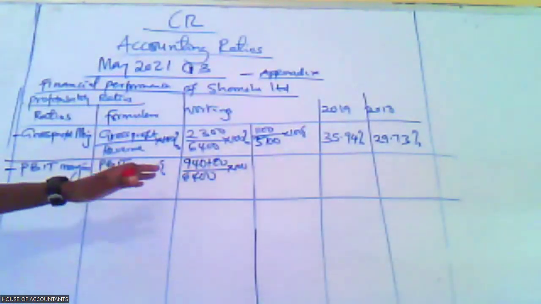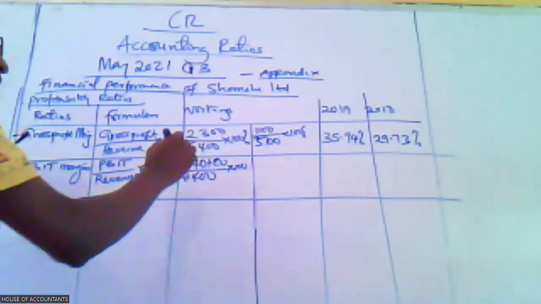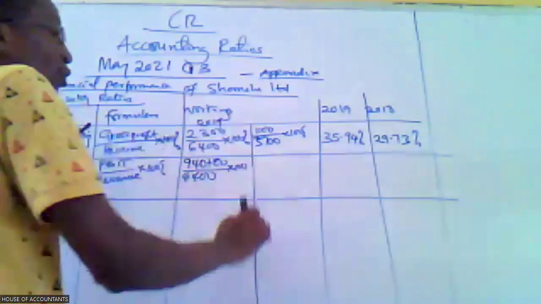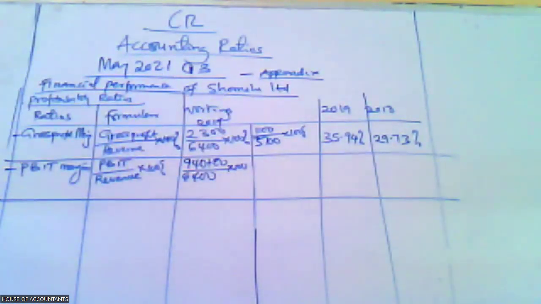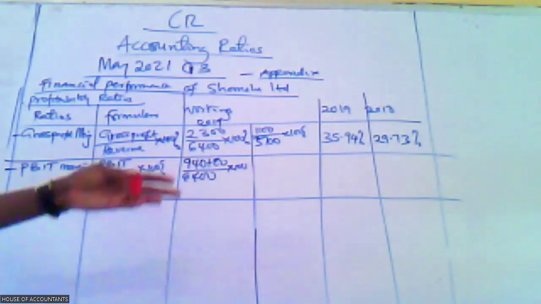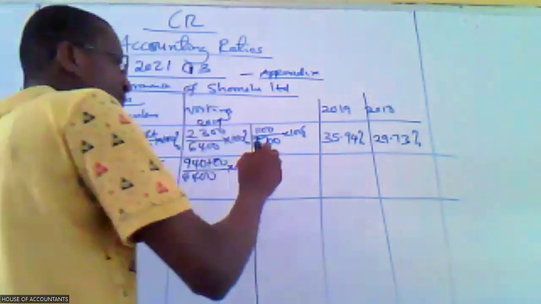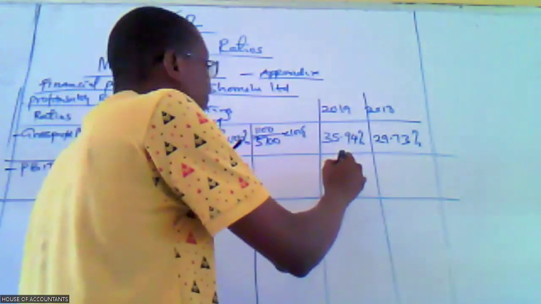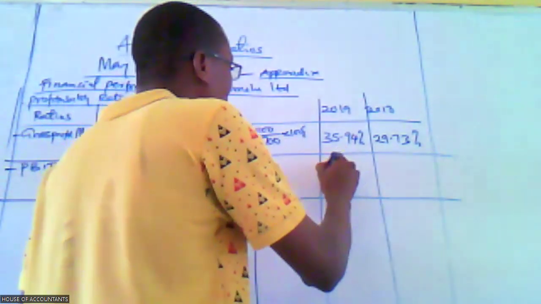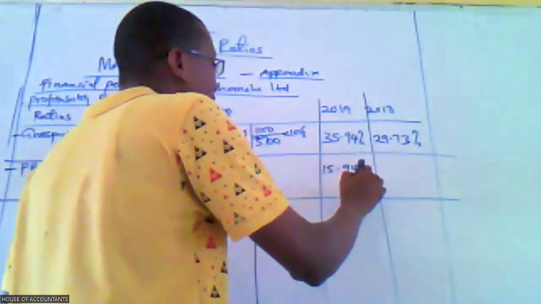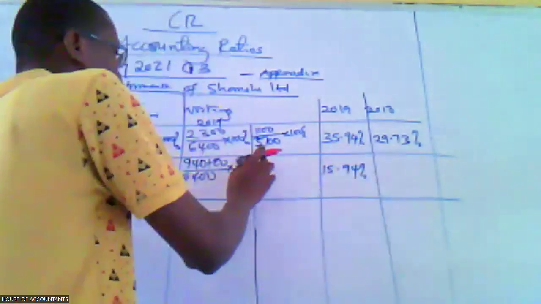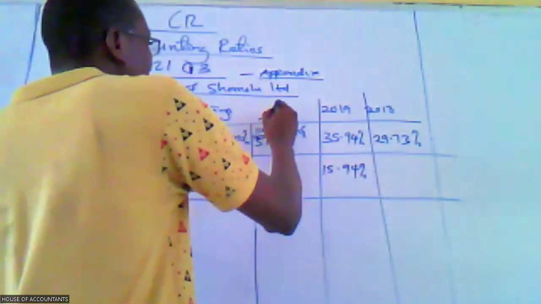So I will only do one now. I'll be doing only 2019 for you to see. That's 15.94. So for 2018 will be the same. 15.94%. Yes. Okay, I think we still have space here. So let's do the other one.